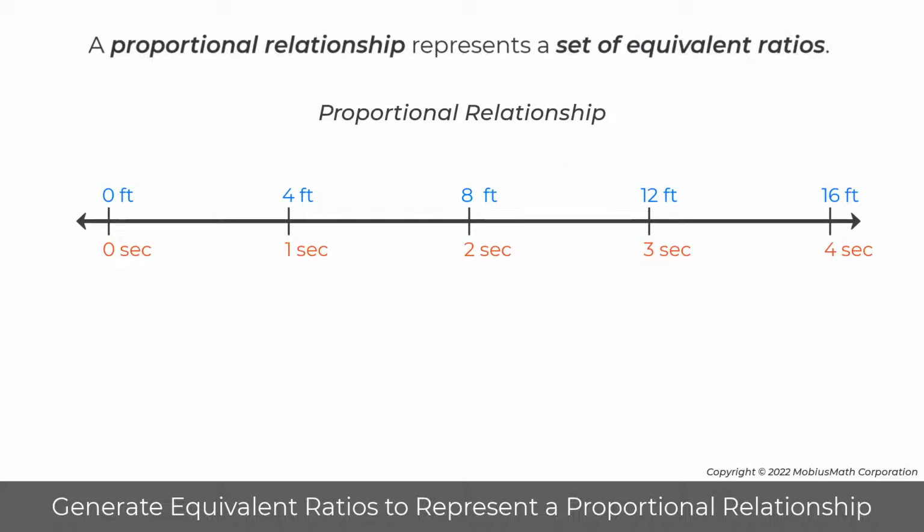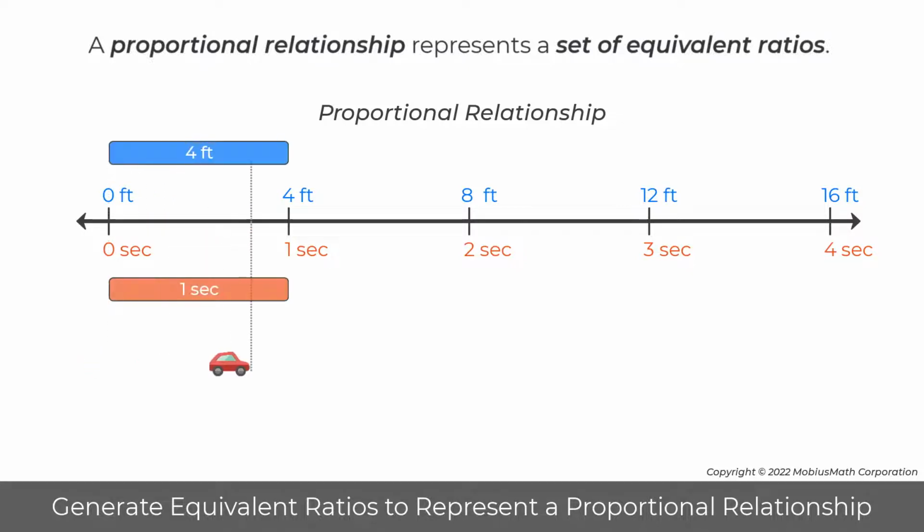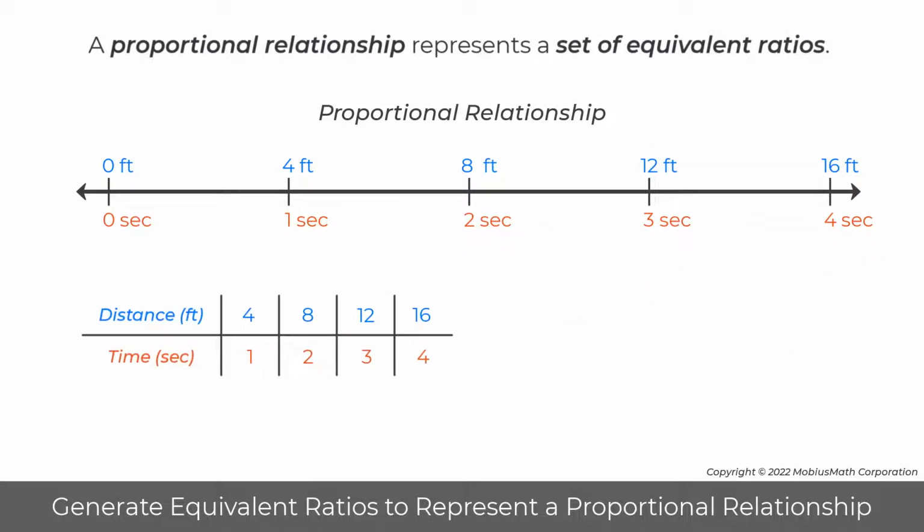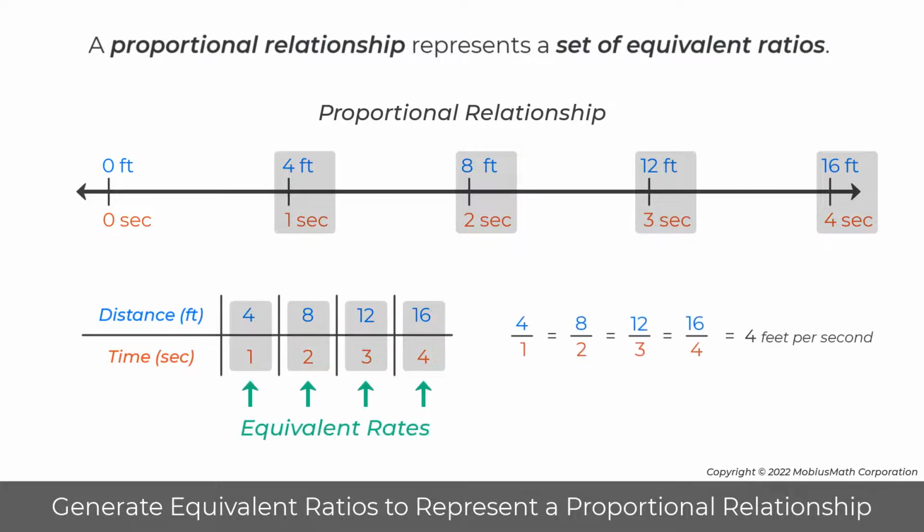In this second example, a proportional relationship is defined by a remote-controlled car traveling at a constant speed of 4 feet in 1 second. Notice that different distances and times on the double number line and in the ratio table are equivalent rates and satisfy this proportional relationship.